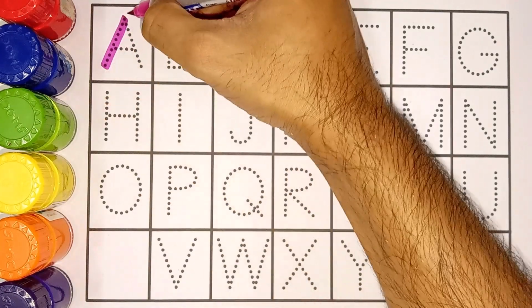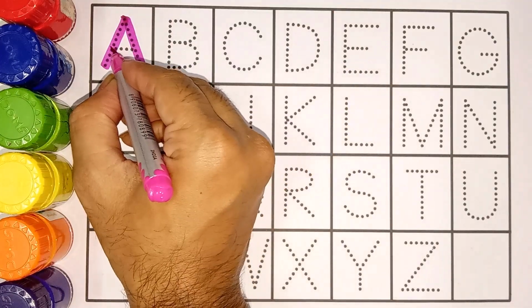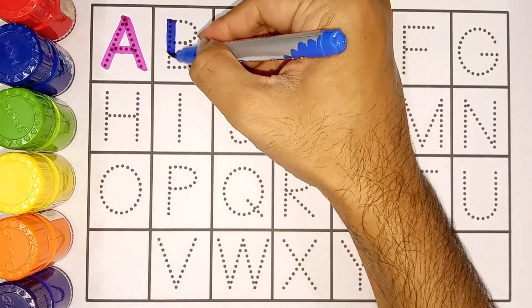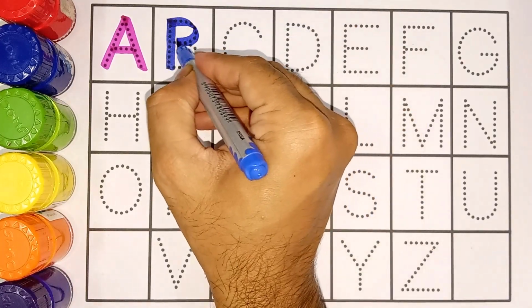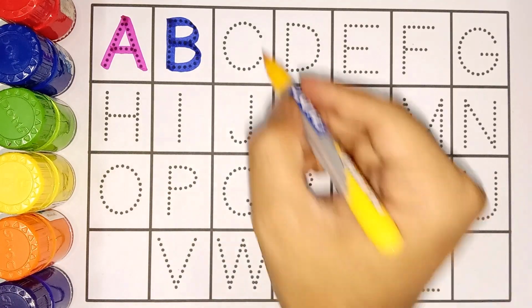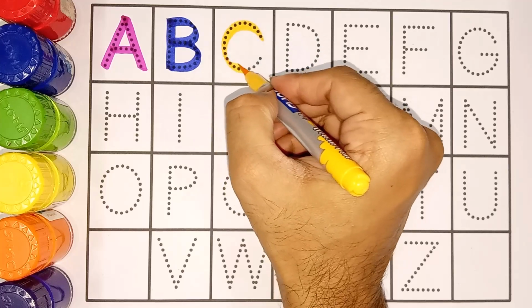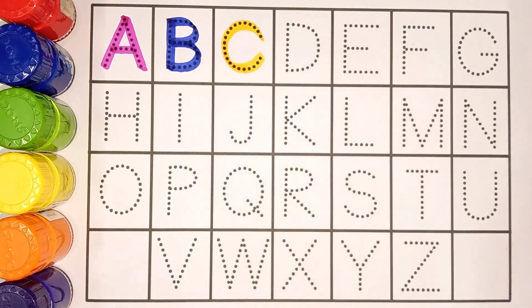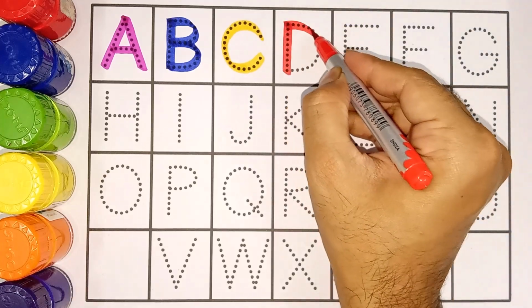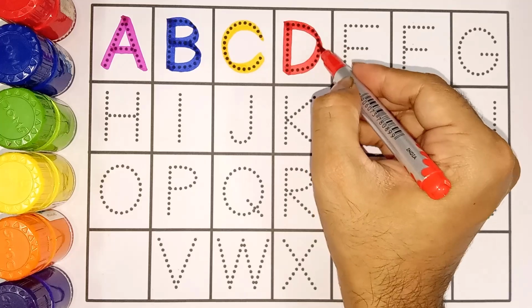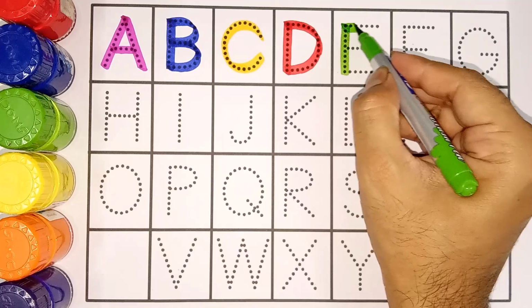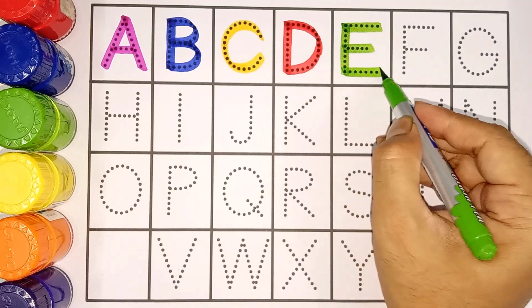यह A for apple. B for ball. C for cat. D for dog. E for elephant.